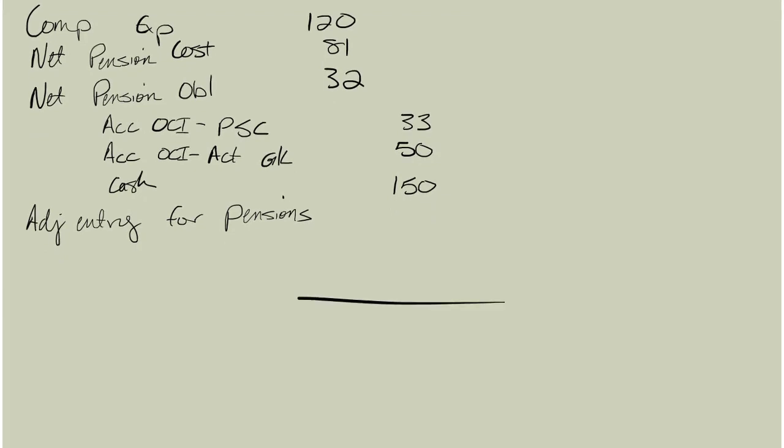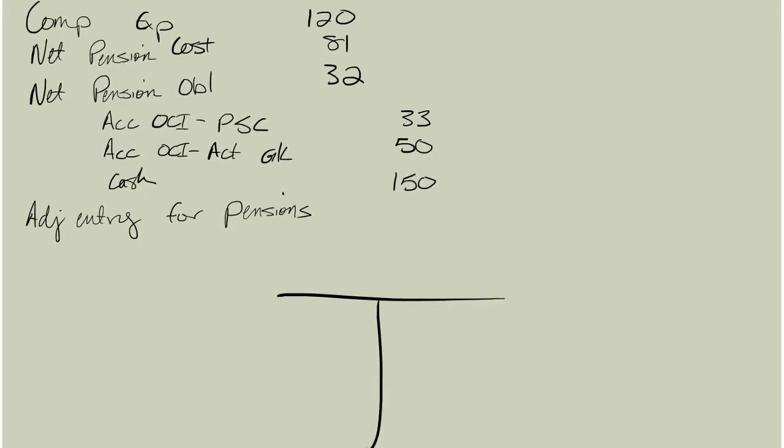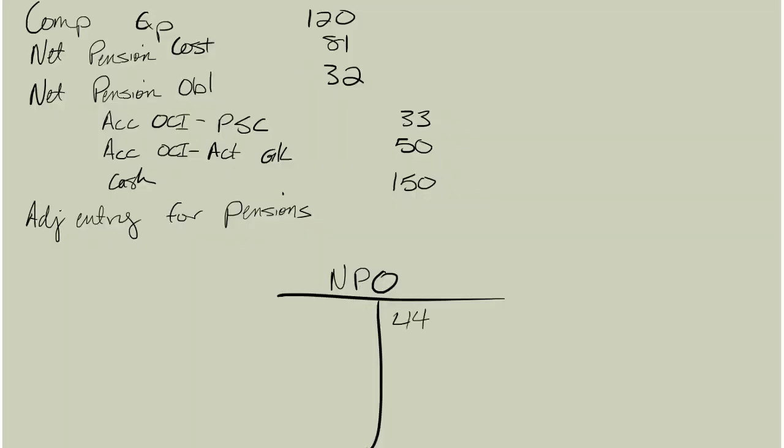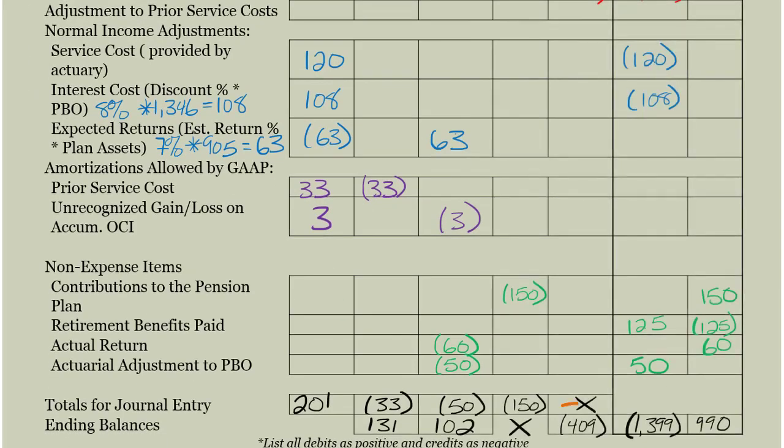And again, I'm not done until I've checked it, so we'll make our T account net pension obligation. We started with the credit of 441. Now we've added a debit of 32, so I have an ending balance of 409 as my credit. If I check that with my balance down at the bottom, sure enough, a credit of 409, that's exactly what I wanted.